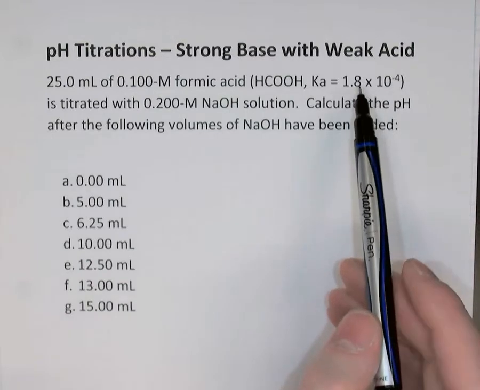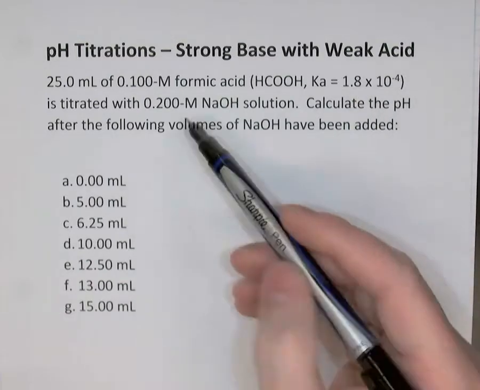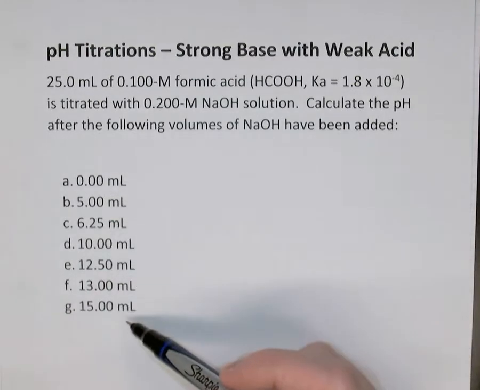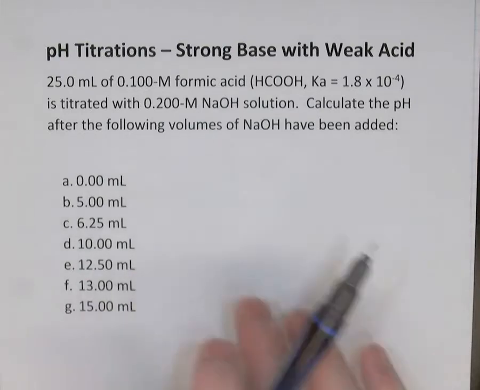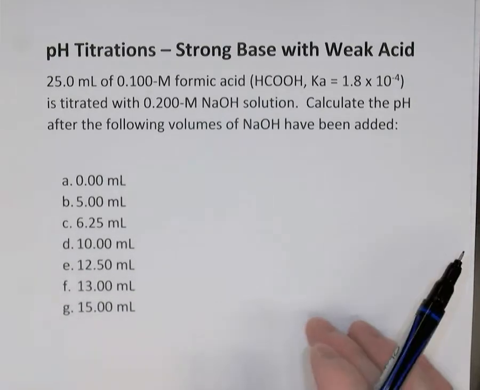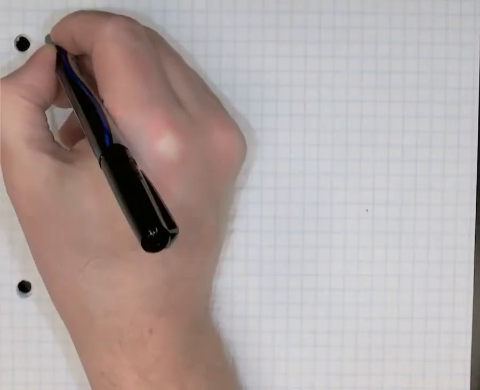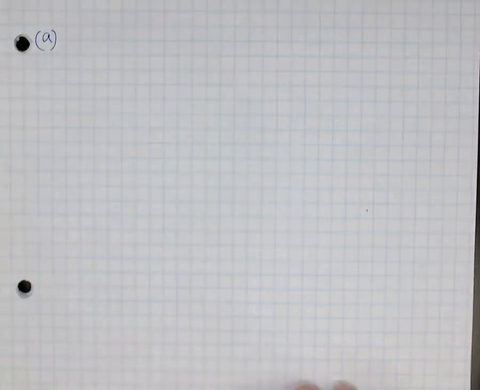We're going to calculate the pH during the titration at various points, from 0 milliliters all the way up to 15 milliliters. If you think you know what you're doing, you can pause the video and try this yourself and then just check your answers as we go. So, a strong base with a weak acid.